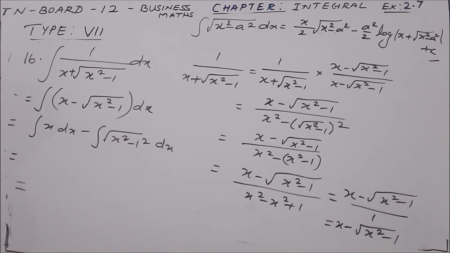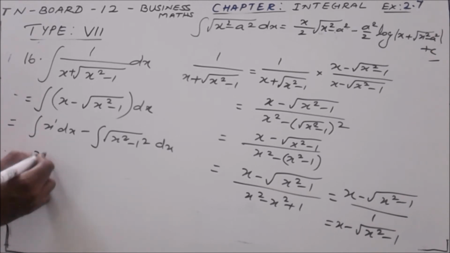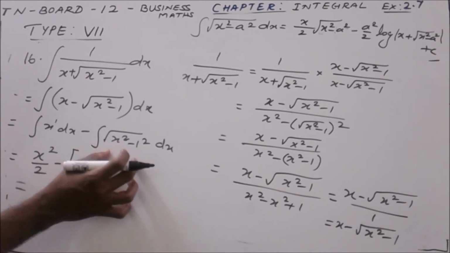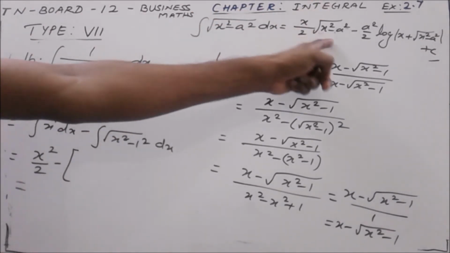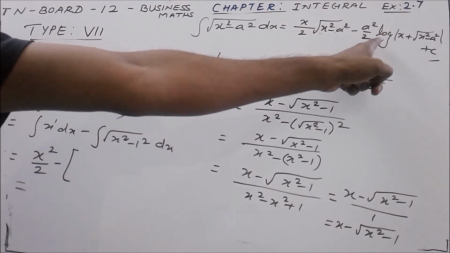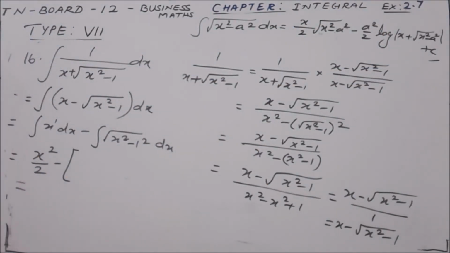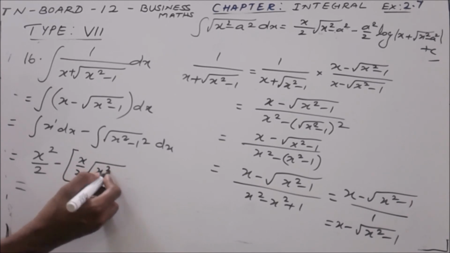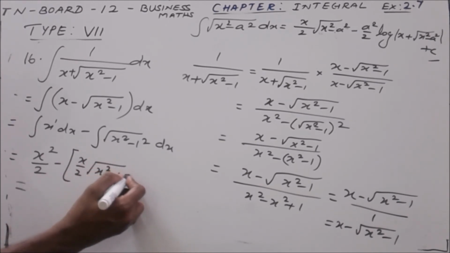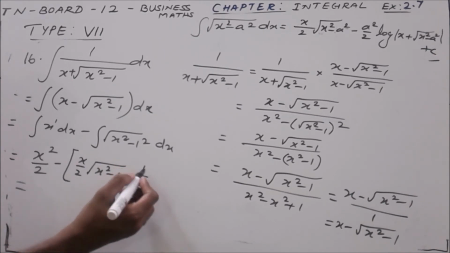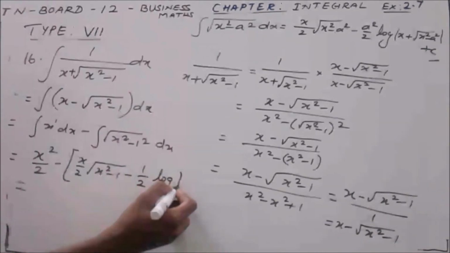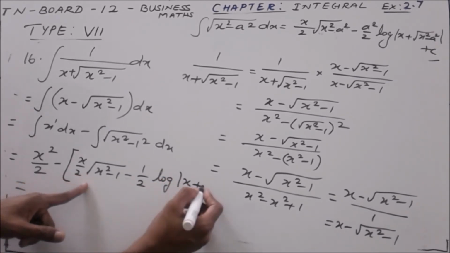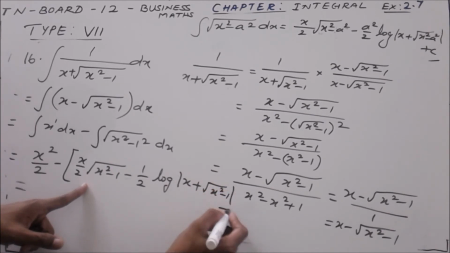Here the simple integral x dx, by the x power n formula, is x power n plus 1 by n plus 1, that is x square by 2, minus, for root of x square minus a square, by the above formula, x by 2 root of x square minus a square minus a square by 2 into log of modulus of x plus root of x square minus a square. Now here x by 2 root of x square minus 1, 1 square is 1, minus a square by 2, a square is 1 by 2, log of modulus of x plus root of x square minus 1 plus the constant of integration c.